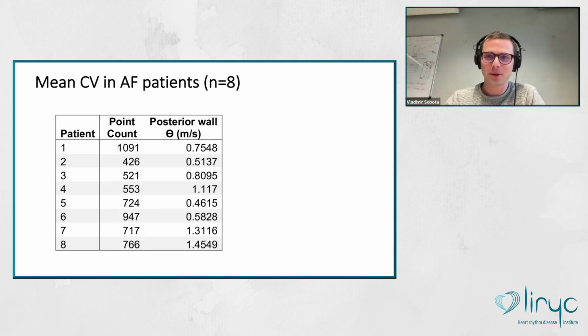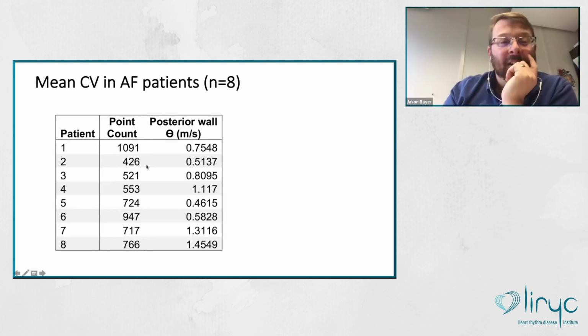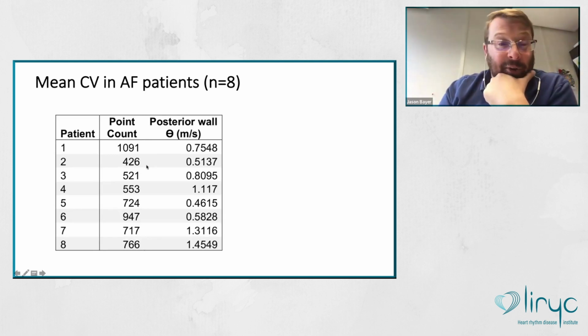So when the simulation phenotype doesn't really match the clinical phenotype, to what degree is this due to some parameter I can tune, and to what degree is it due to the fact that I'm lacking part of the substrate or some triggers which are in the contralateral atrium? So this is what I don't know.